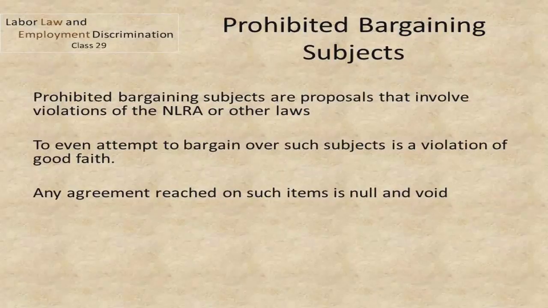There are proposals that involve violations of the NLRA or other laws. In other words, if the National Labor Relations Act has a particular provision in it that says you can't do X, then for you to try to bargain over what X is and say, yeah, we can do it under these circumstances, that would be prohibited. The court says, we've already decided on that. We've already made law. You can't change that. So any attempt to bargain over a prohibited subject is going to violate the National Labor Relations Act.